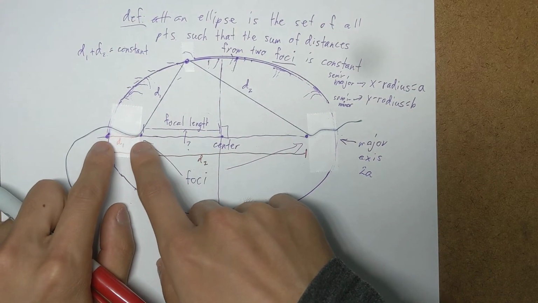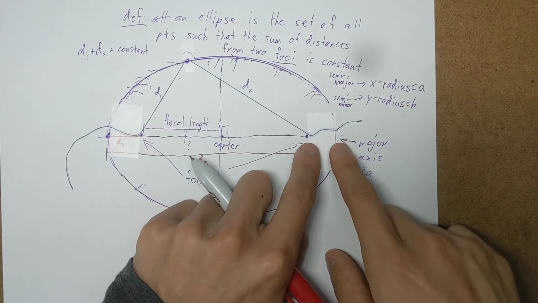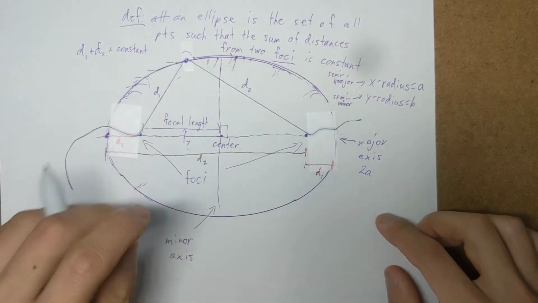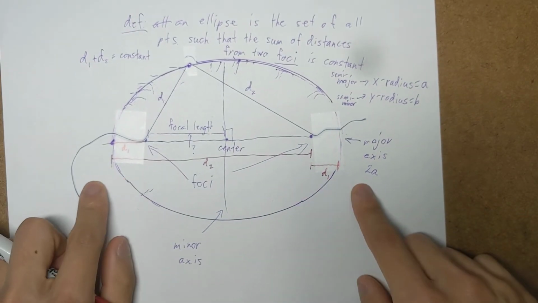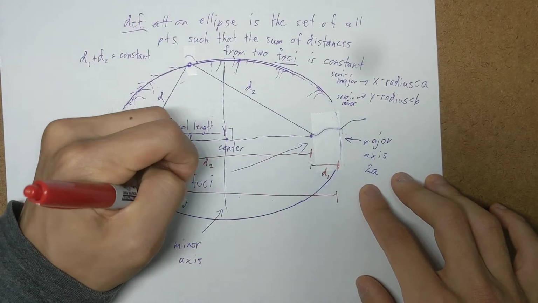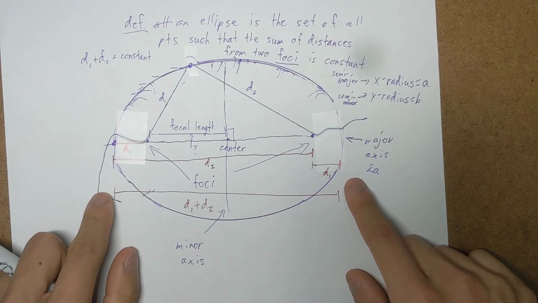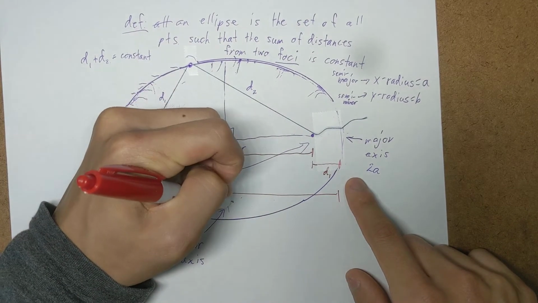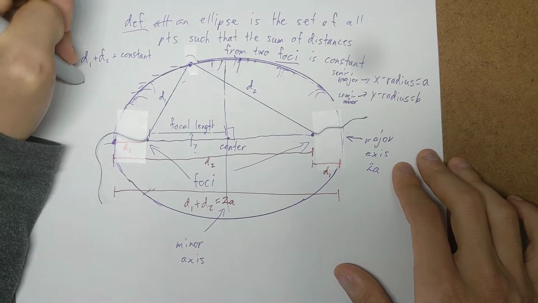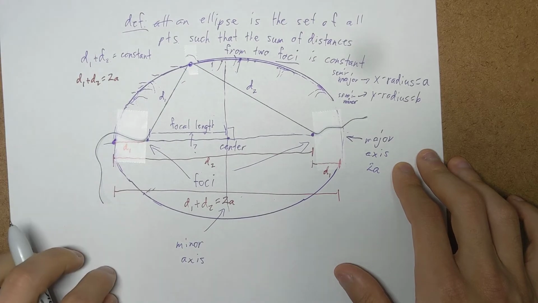Can I just take this D1 distance right here? Isn't that the same as this point right here? And so this distance together is D1. And so D1 plus D2 together is just the entire major axis. And so that must be equal to 2a. So D1 plus D2 equals 2a.